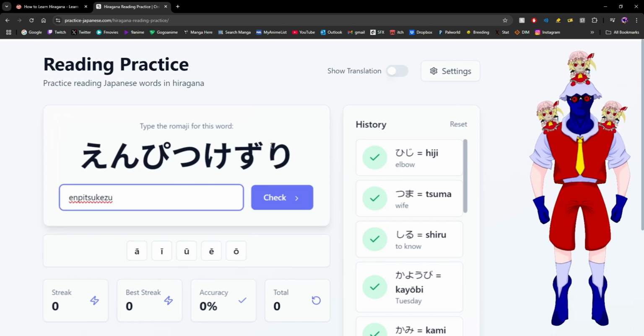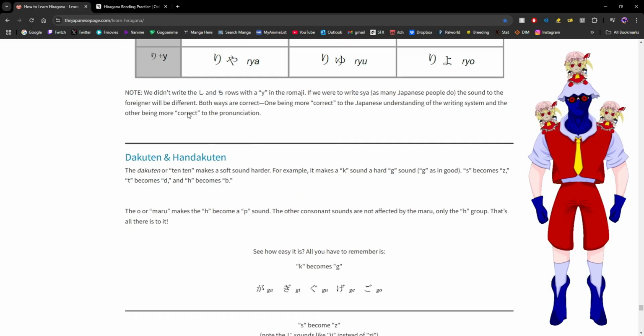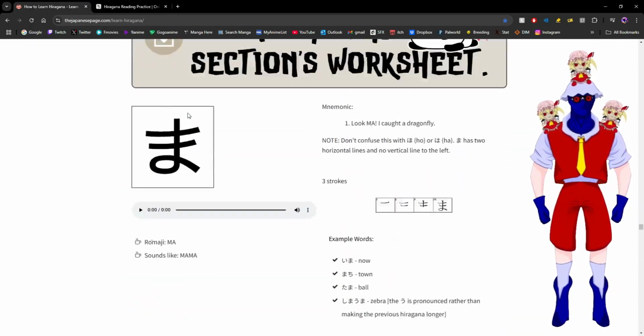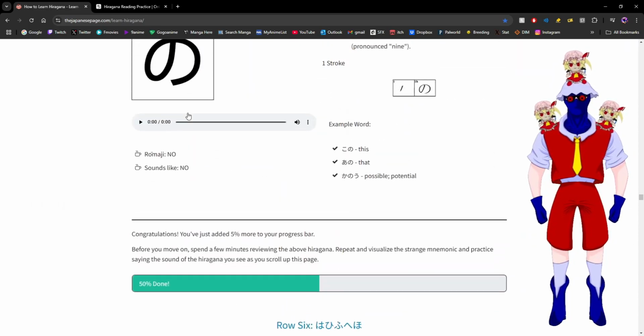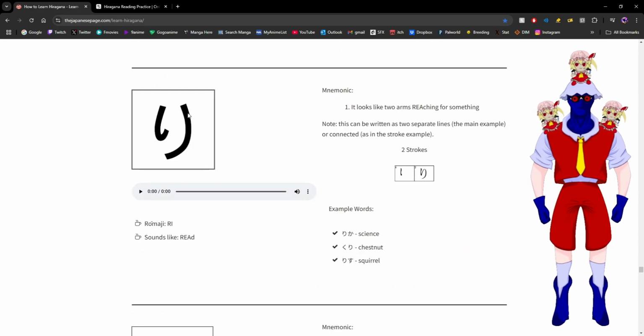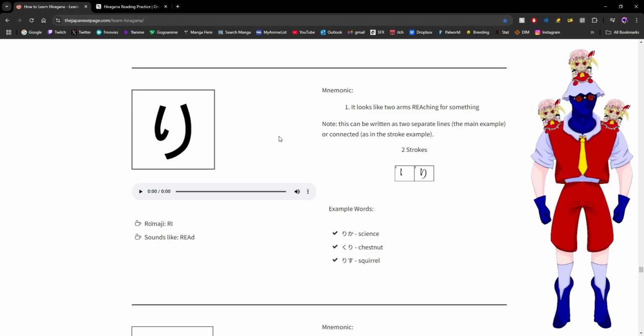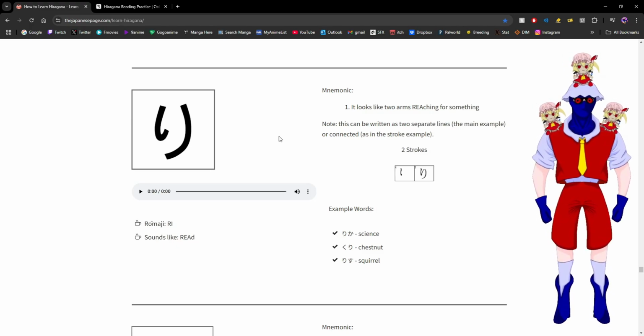And then we have Ri, which, to be honest, there is a reason why I remember Ri, but it's not because it looks like this. Ri, if you remember, wow, nice, cool. But where the fuck is Ri? Okay, here is Ri. It's two arms reaching for something. Someone is trying to steal your food, and that someone is a goblin. He's screaming.